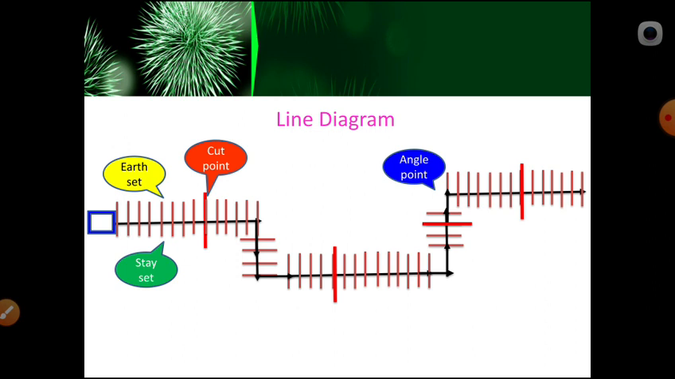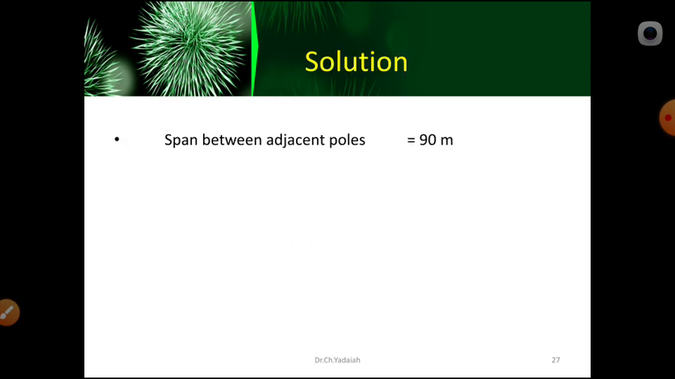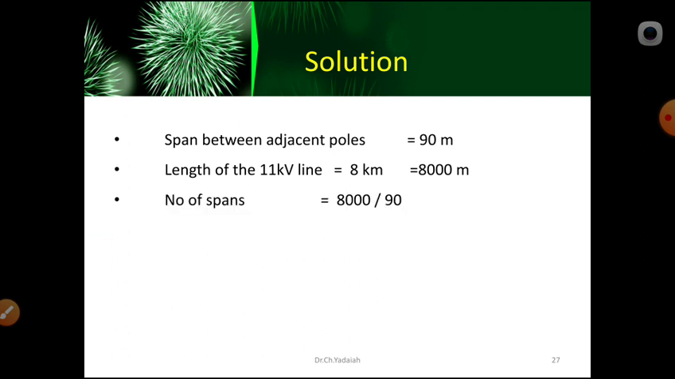Based on this given diagram, we are going to calculate how many poles, how many cross arms, how many insulators, how much length of the conductor, how many stay sets, how many earth sets, and all the remaining miscellaneous things. So let us do this problem also. Now the first point is the span between adjacent poles, 90 meters is given. Length of the 11 kV line is 8 kilometers, nothing but 8000 meters.